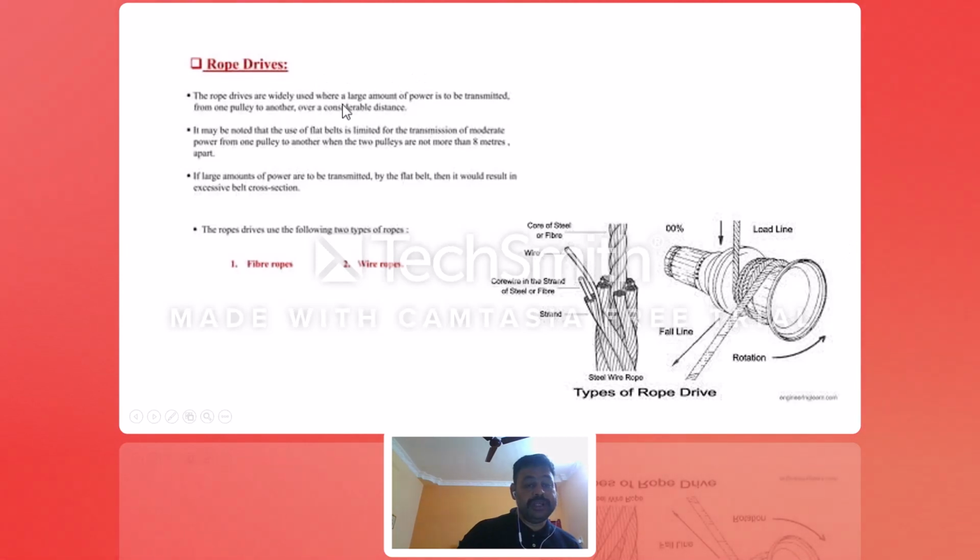The rope drive is widely used when a large amount of power is transmitted from one pulley to another over a considerable distance. Considerable distance means the pulley to well depth. So almost, for example, 30 feet, 40 feet depth, you can take water.